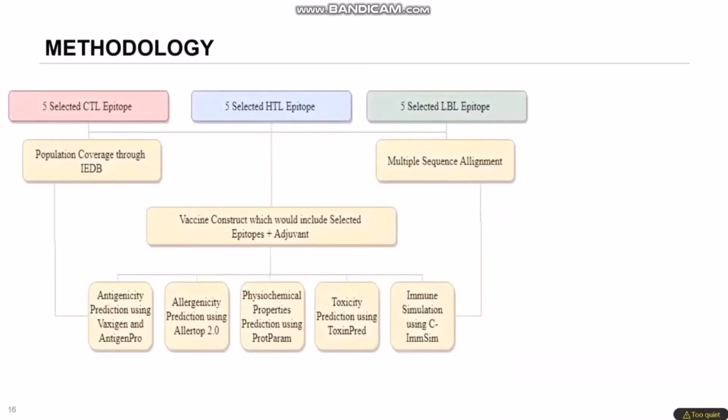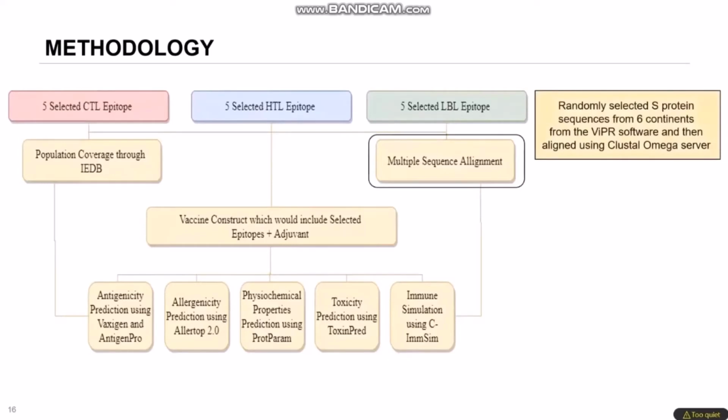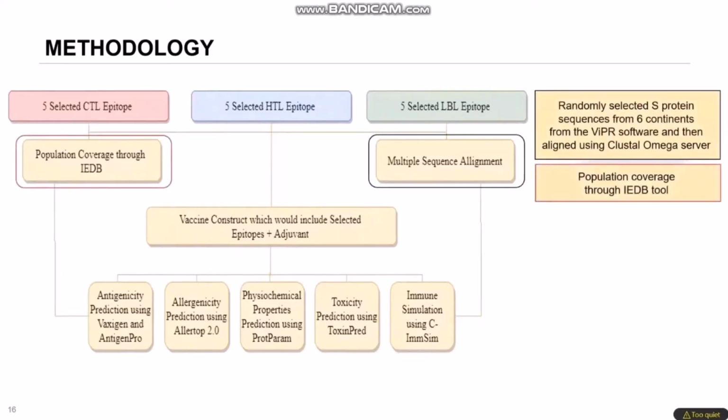After the prediction and assessment of the CTL, HTL, and LBL epitopes, 495 random entries of the dengue virus 3 envelope protein E sequence were acquired from the database and were checked for mutations through multiple sequence alignment. The relationship of the sequences was examined using the MView server. Calculating HLA allele distribution among the world population is critical for effective epitope vaccine design. Therefore, worldwide population coverage analysis of the above-mentioned MHC class 1 and 2 epitopes was done using the IEDB tool.